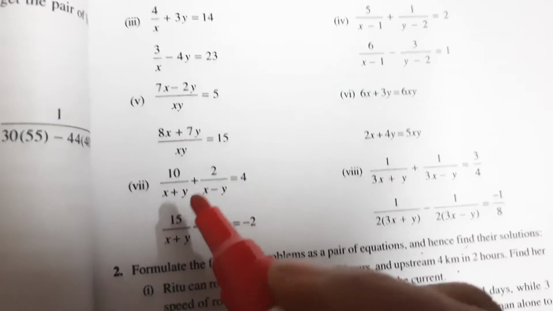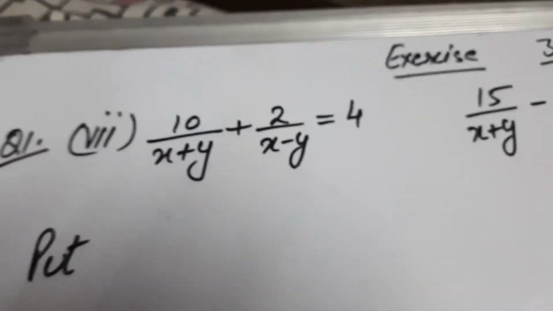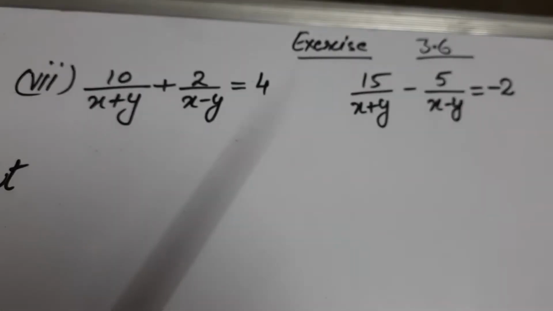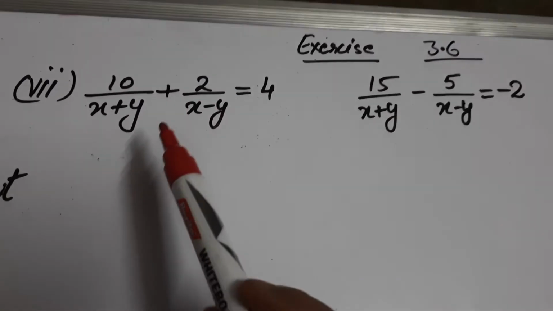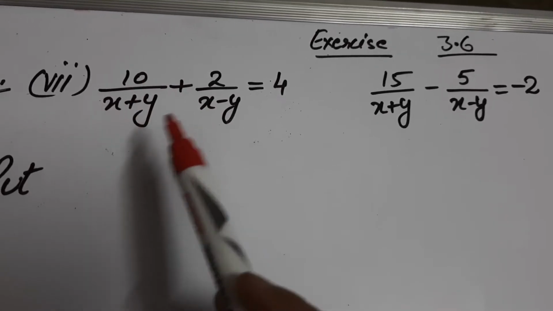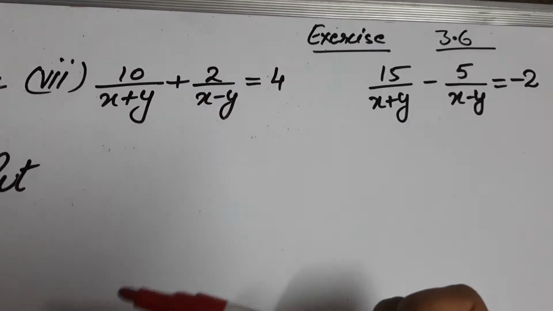Dear students, now let us do 7th and 8th part. Let us quickly do these two parts, right? So two equations are given to us. Let us see what can we do. As I told you, these are the equations in which the variables are in the denominators, we will put them in the form of another variables.